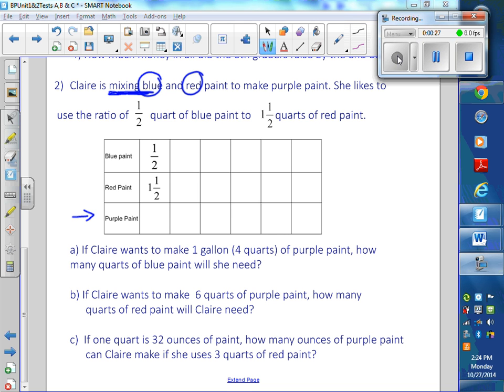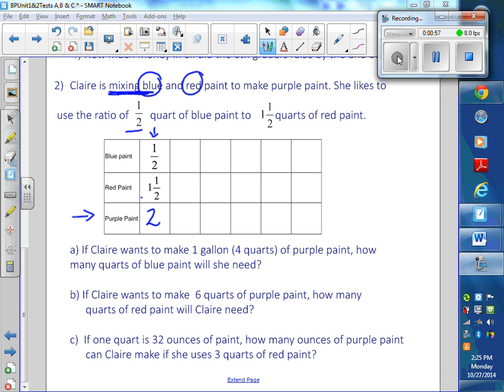So imagine if you had a big bucket and you pour it in. In this problem, it says she uses the ratio of a half quart of blue paint. So that's why I put a half right there, to 1.5 quarts of red paint. So that's why I put the 1.5 there. If you pour those two things into a bucket, it's going to be full of both of them. So you have to add these up and you get 2 quarts total, right? And that's how much purple paint you have.